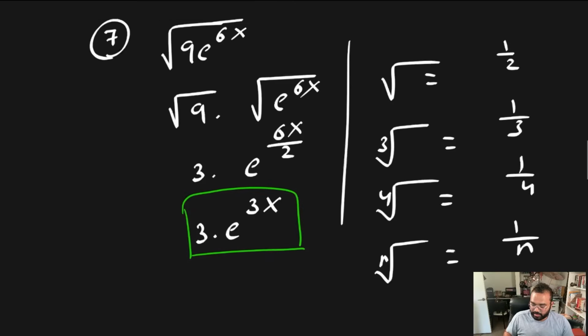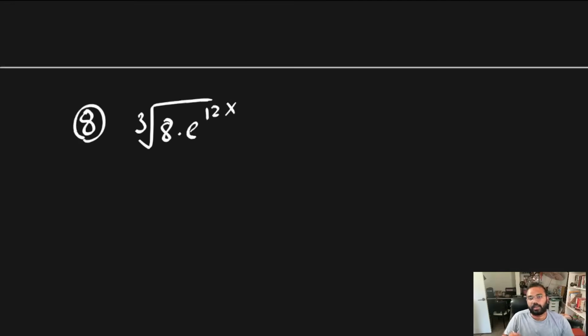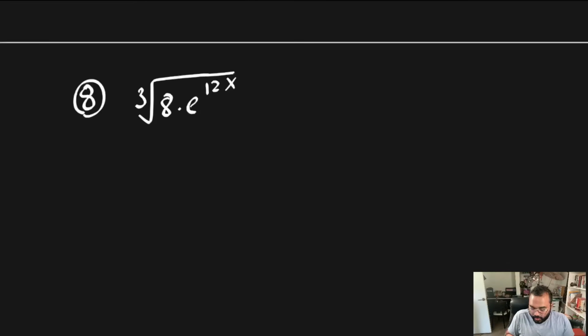Square root of 9 is 3 and e to the power of 6x divided by 2 is e to the power of 3x. Okay. Cube root of 8 times e to the power of 12x. Again, work the number separately and the exponent separately. Cube root of 8 is, we all know, 2, right? 2 times 2 times 2. And cube root of e to the power of 12x, right?